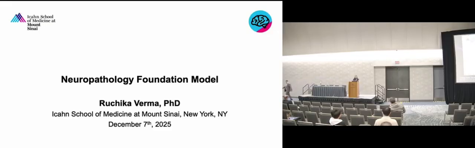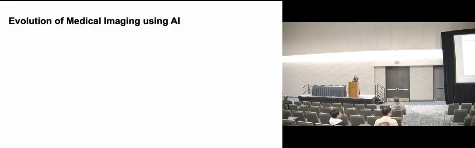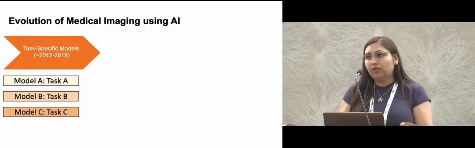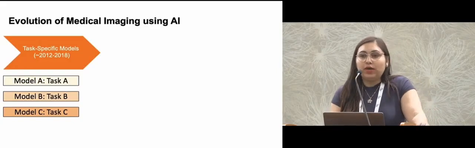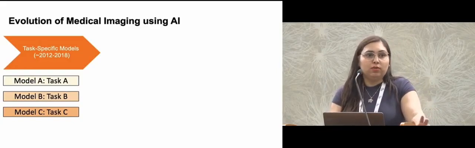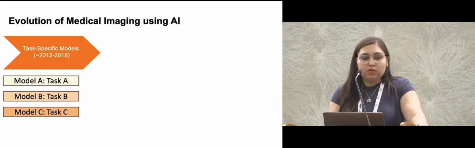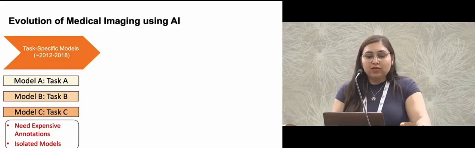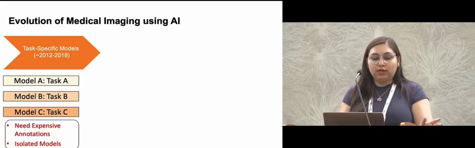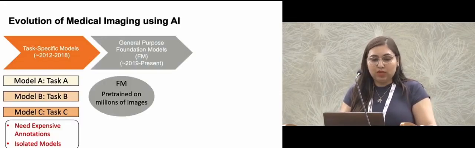Sounds good. I'm glad to be here and share some of my recent work on Neuropathology Foundation model. First, I'll talk about the evolution of medical imaging using AI. Over the past few years, there has been a paradigm shift in medical imaging using AI. For example, people have been working on task-specific models where each task requires its own model, and the model was trained using tens or thousands of images, specifically labeled examples, and it was trained from scratch. So it requires expensive annotations, and it could also lead to isolated models because every task requires its own model, which was an inefficient process.